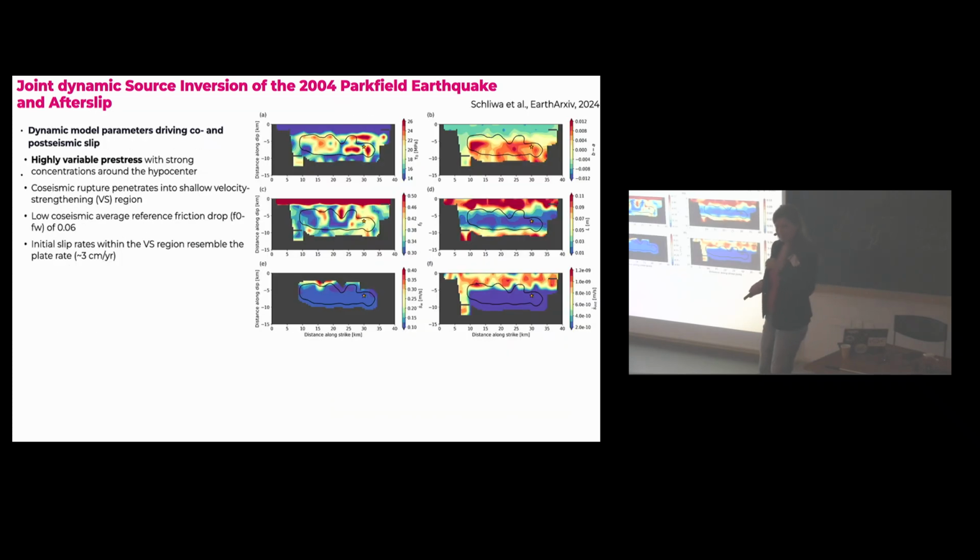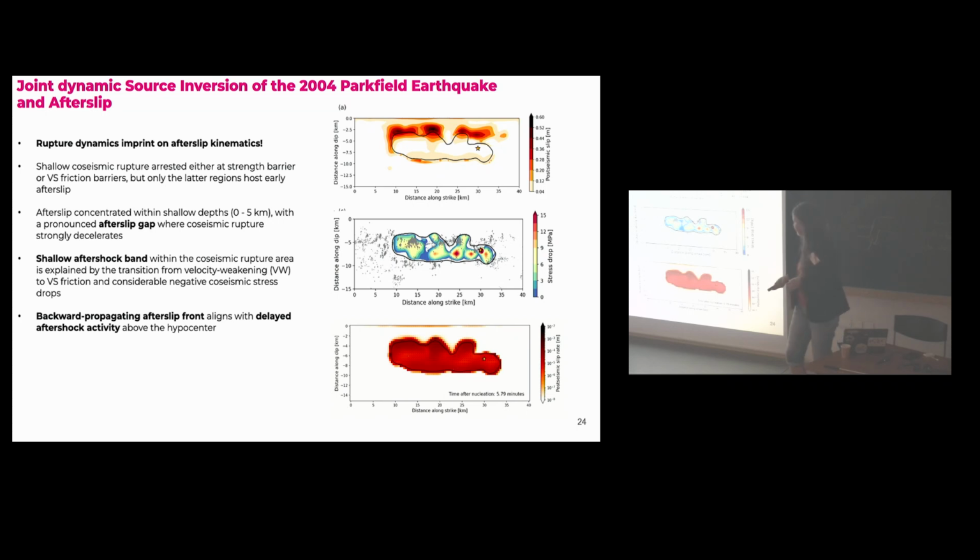Can you show the movie again? Because your after-slip seems to start where you have the co-seismic rupture. Can you explain this? Yes, so where co-seismic rupture penetrates into the velocity strengthening area, this is where after-slip starts first. It's the same inversion. We're inverting for one set of parameters that has to explain both the co-seismic observations and the 90 days of data afterward.